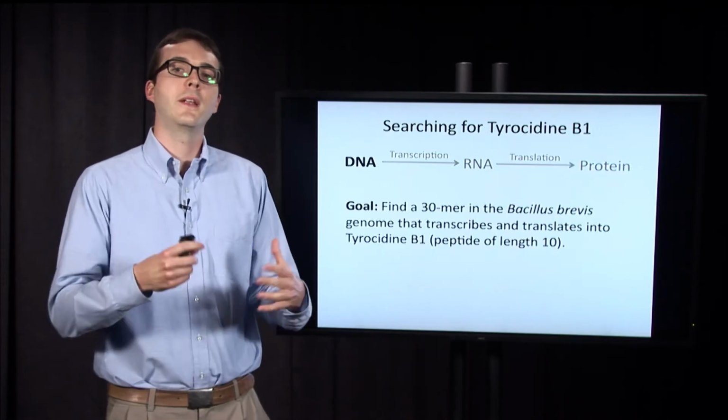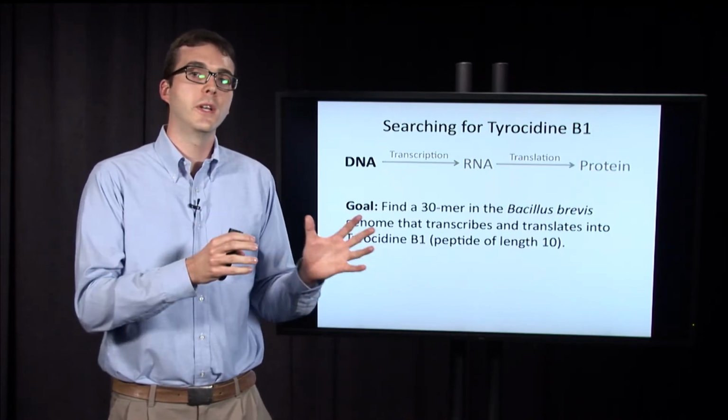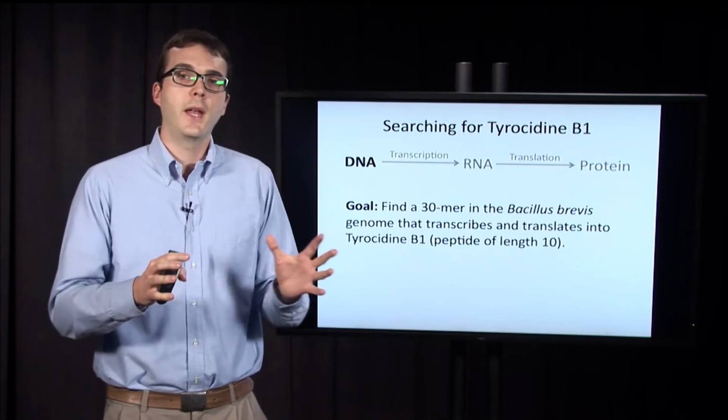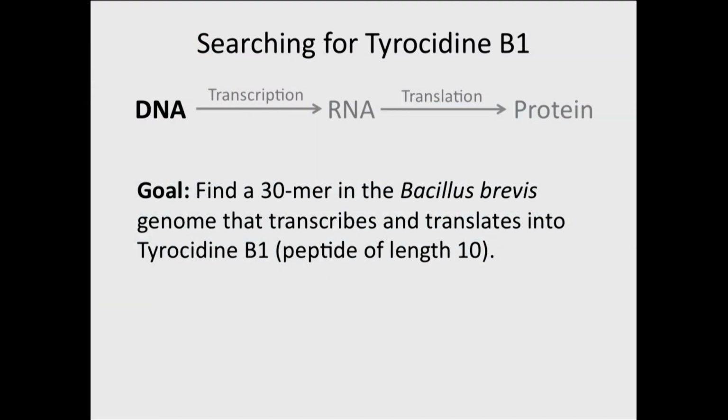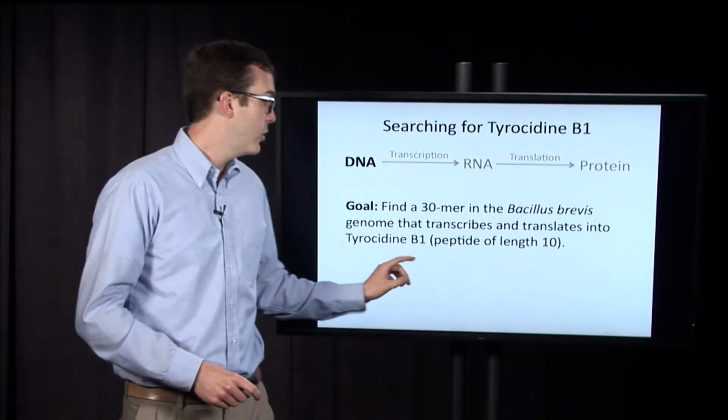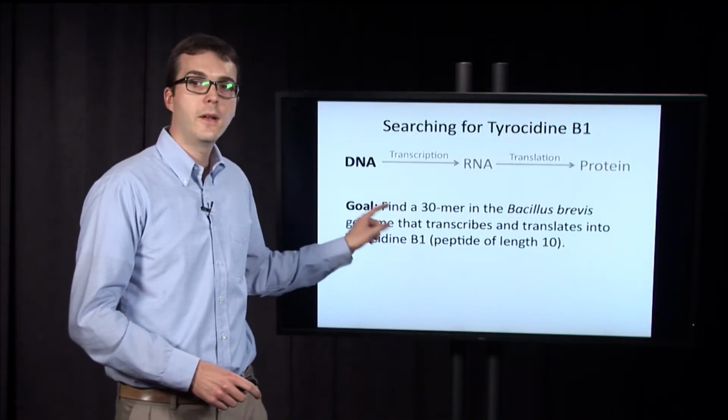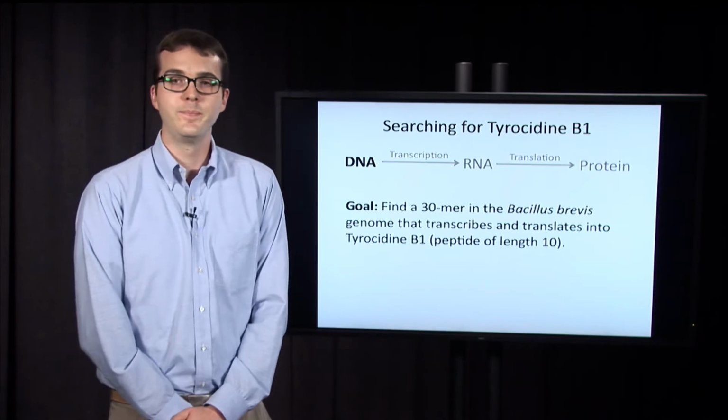So assuming that it does hold, our goal is we know a lot about genomes. And if we have sequenced genomes, can we look for the mini protein of tyrocidine B1 in the genome? So can we find a 30-mer in this Bacillus brevis genome that transcribes into RNA and then translates into the peptide of length 10 that's represented by tyrocidine B1?